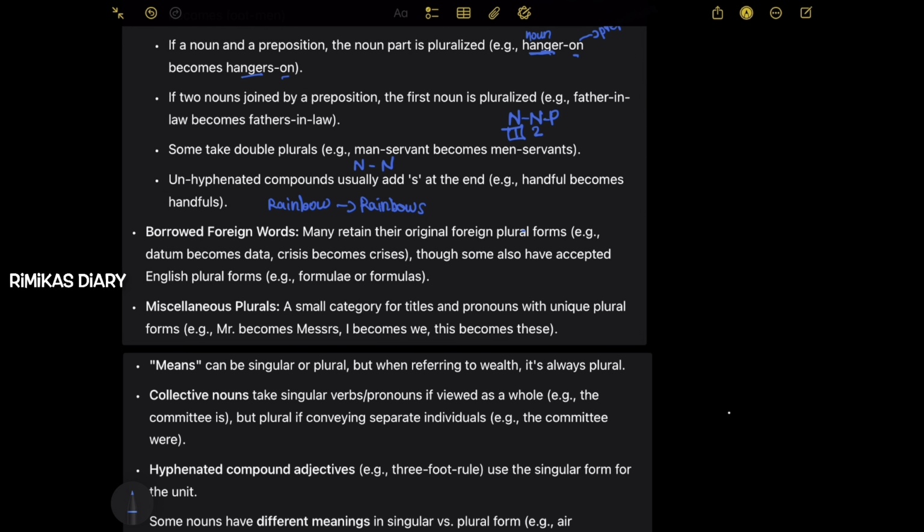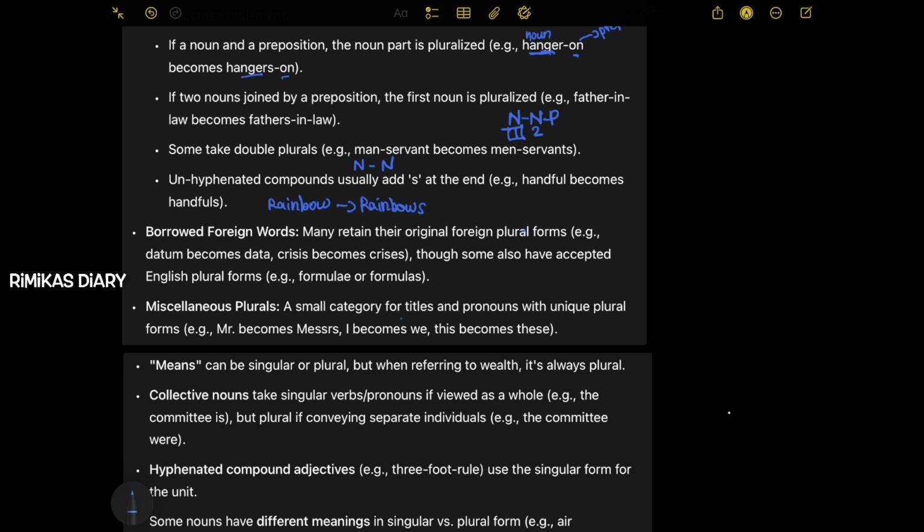Borrowed foreign words. Many retain their original foreign plural forms. Example, datum becomes data, crisis becomes crises. Though some also have accepted English plural forms. Example, formulae or formulas.